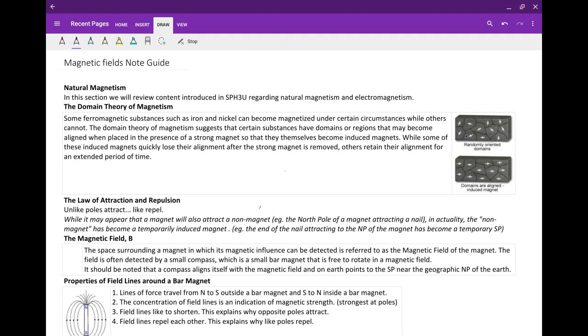If the material is randomly orientated like this, then it's not necessarily going to be magnetized. But if each individual little piece happens to be magnetized in the same direction, then the overall material itself can be considered magnetized. That's called the domain theory of magnetism: each one of these little guys would be considered a little magnet in and of itself.